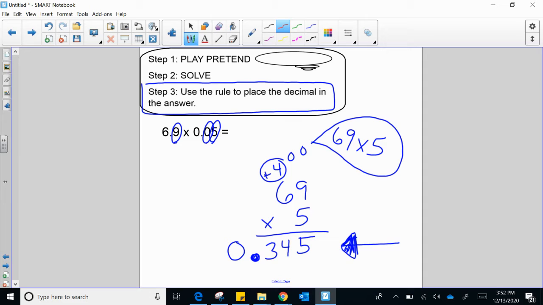So I just want to show you, I can estimate to check really quickly. 6 and 9 tenths is about 7. 0 and 5 hundredths is about 0. So I know that my answer should be about 0. And I can definitely say that my answer, 0 and 345 thousandths, makes perfect sense.